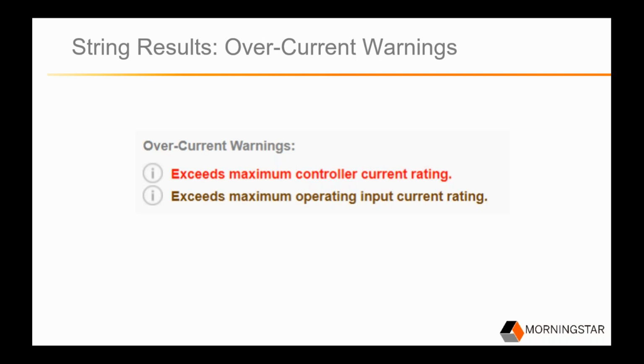Here we're taking a look at the overcurrent warnings. The first overcurrent warning is for PWM controllers and is indicated for when the max power current exceeds the max input current rating of the controller, which might damage the controller.